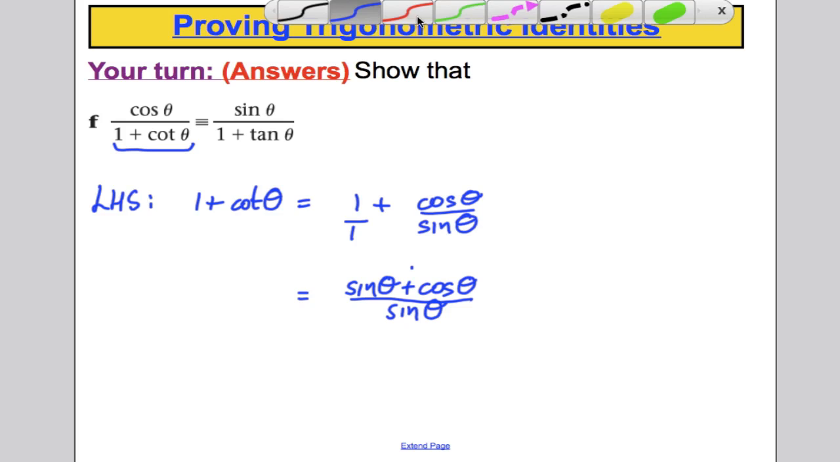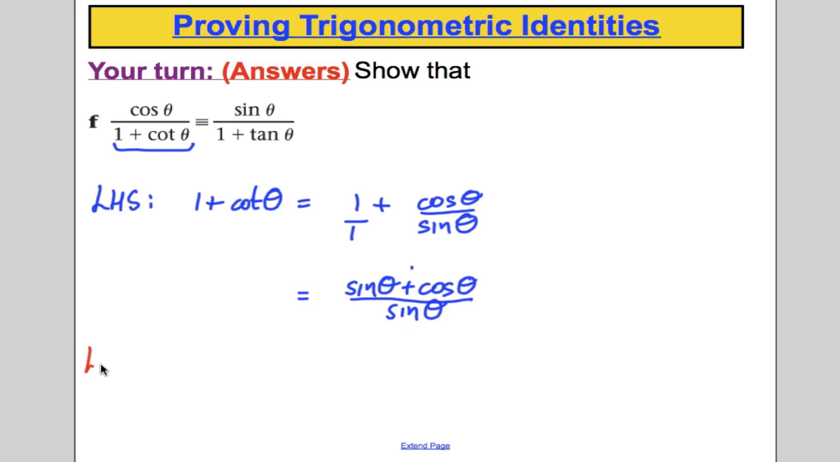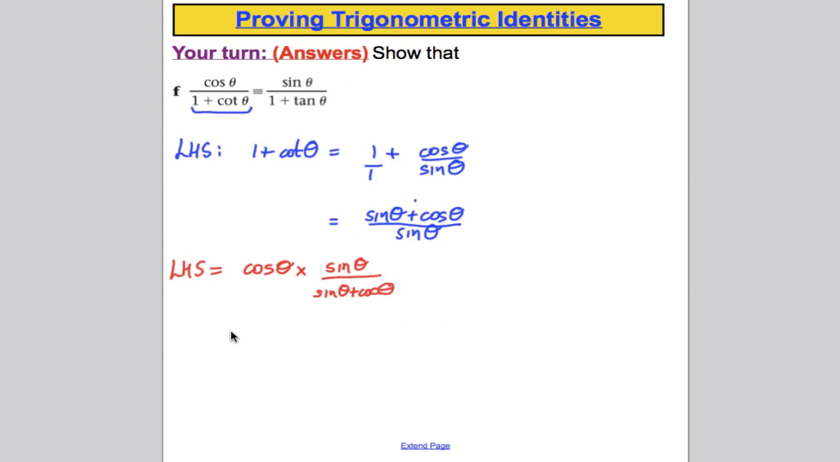So this thing here is actually sine theta plus cos theta over sine theta. So let's see if we can use that to our advantage. So the left hand side is now equal to cos theta divided by this, or multiplied by its reciprocal, multiplied by sine theta over sine theta plus cos theta. Okay. And if you did that, you get cos theta sine theta over sine theta plus cos theta. Okay, it doesn't look like we've got anywhere to go here, but we look at the answer.